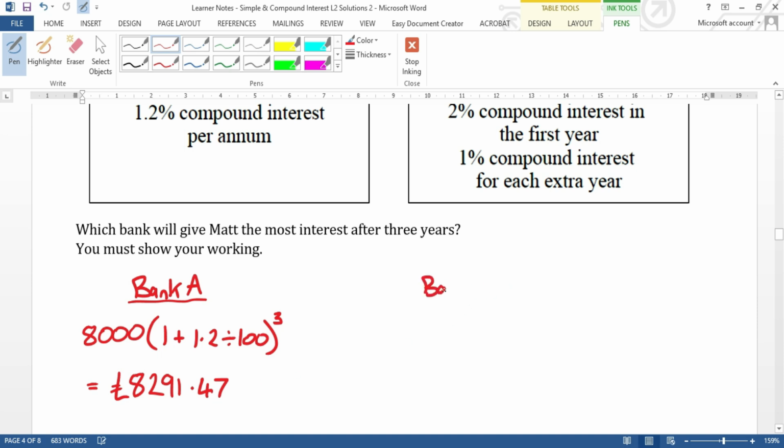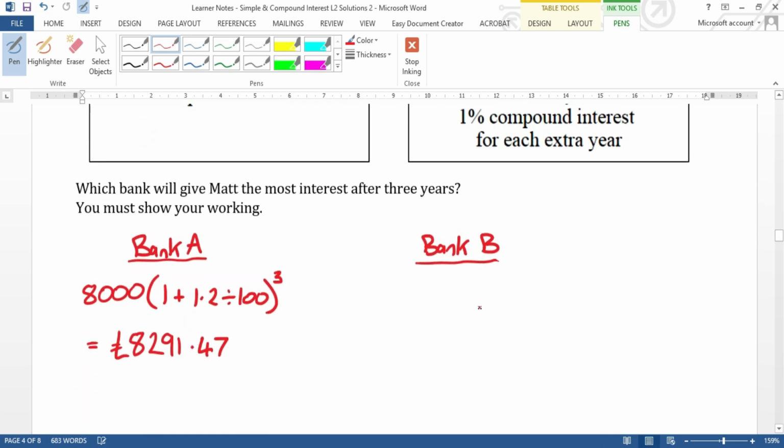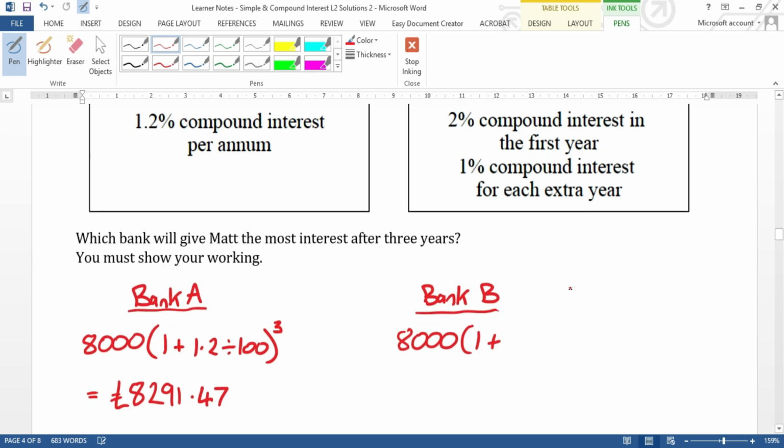And then let's do Bank B here separately. Let me just recheck what it said. So 2% for the first year. Okay, so same amount again, 8,000. That's what he invests. 1 plus again. So for 2%, okay, I'm going to do 2 divided by 100. And you could put a little 1 there if you wanted to, because it's only for 1 year, or you can leave it blank. It makes no difference. It's going to give you the same answer. So this is for the first year.